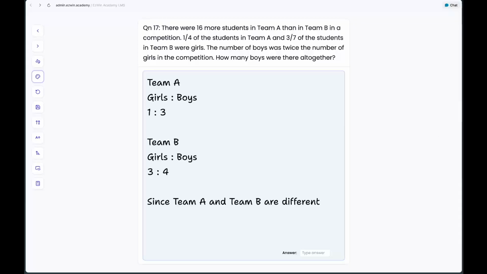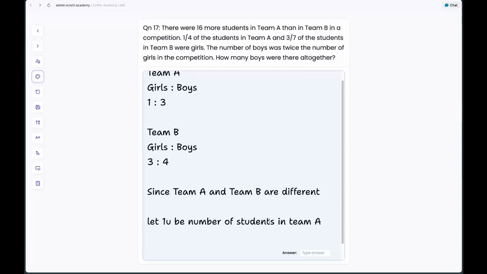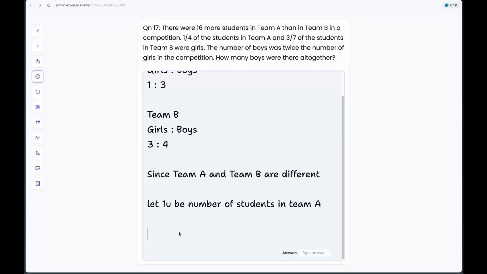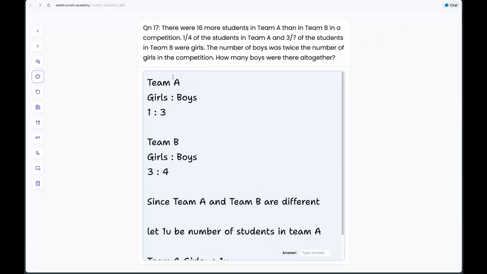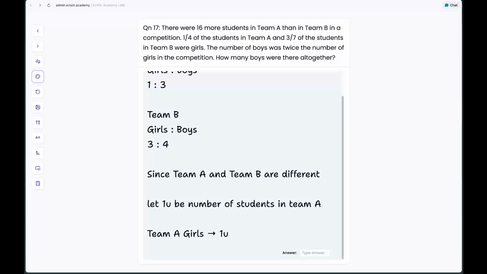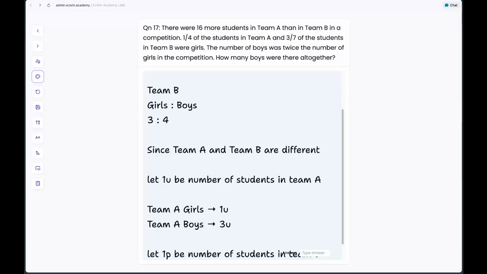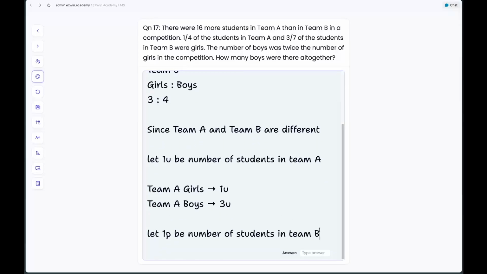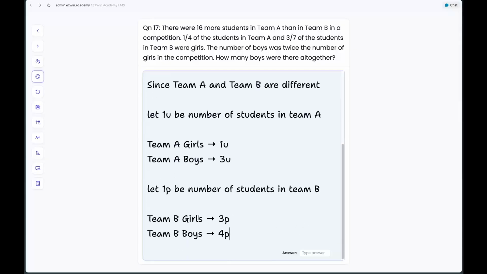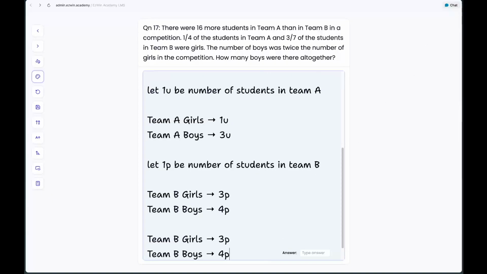So from here, we know that since Team A and B are different, we can use units and parts. So let's have one unit be the number of students in Team A. So Team A girls would be equal to 1 unit, and Team A boys would be equal to 3 units. Then for Team B, we're going to do the same. Team B girls will be 3 parts and Team B boys are 4 parts. So they are different.